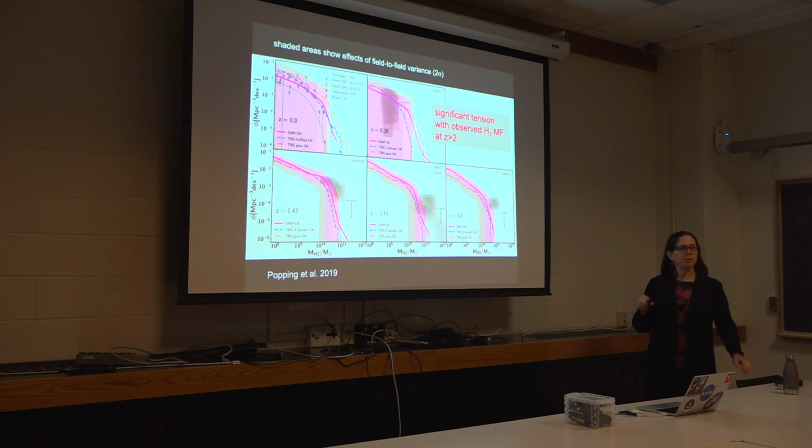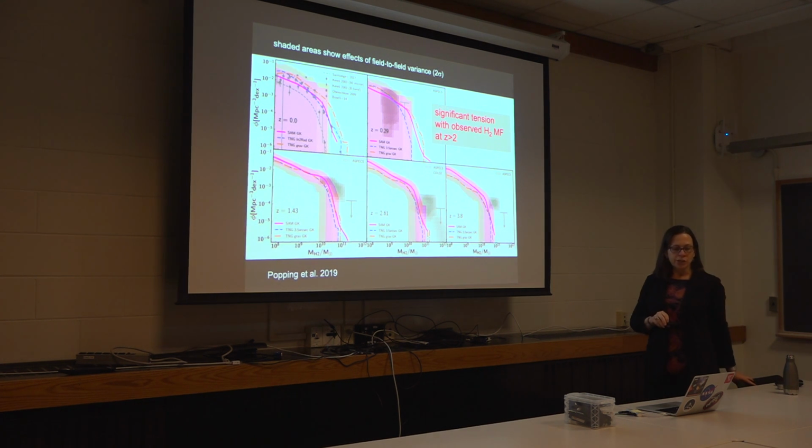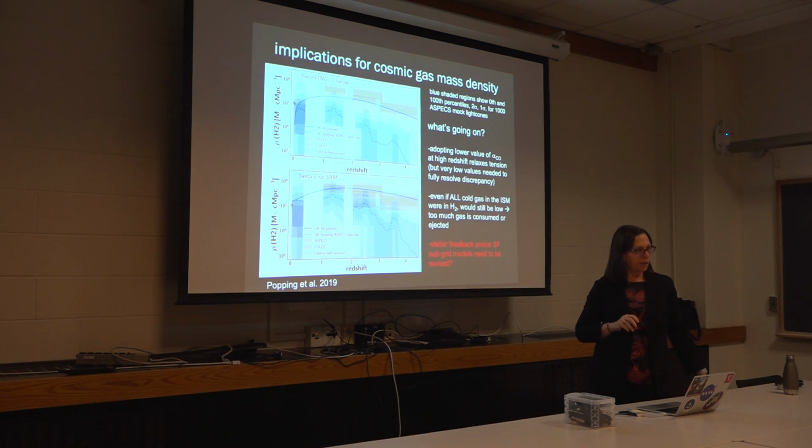One thing that we did was to take 1,000 ASPECS-area light cones through our box to study cosmic variance, field-to-field variance. And that's shown at 2 sigma by the shaded regions. So there seems to be a pretty significant tension, especially around a redshift of 2, with these observations.